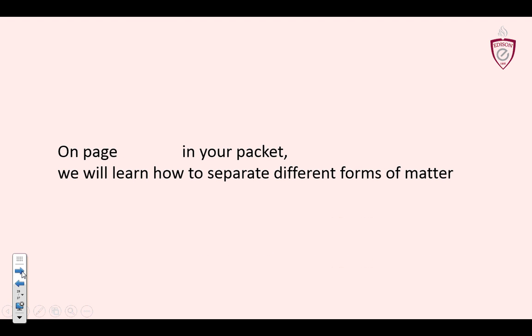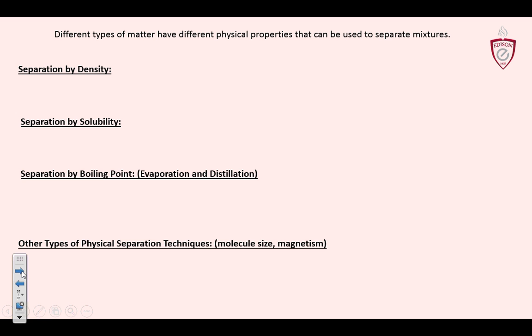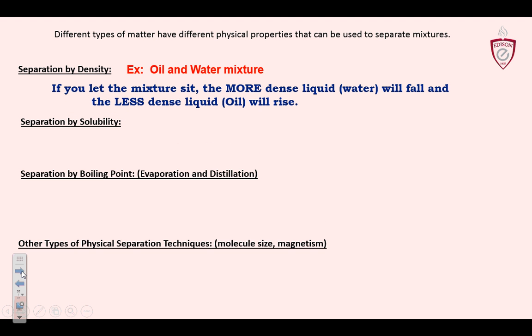If you are watching today's lecture, you are on page 26. We're going to get through 28 in our packet, and we're going to learn how to separate different forms of matter today, okay? So first off, if I'm going to separate by density, an example of that would be an oil and water mixture. If I let the mixture sit, the more dense liquid, the water, will fall, and the less dense liquid, the oil, will rise, and they will effectively be separated.